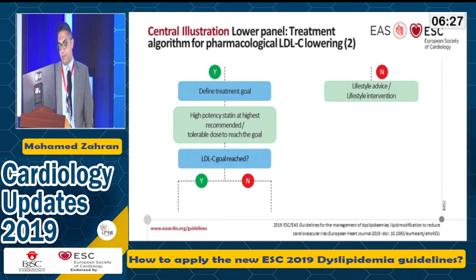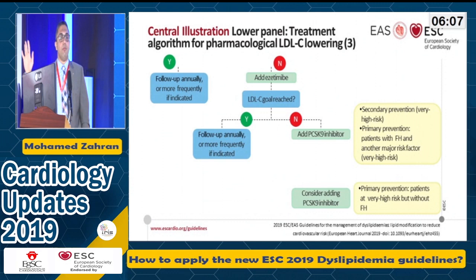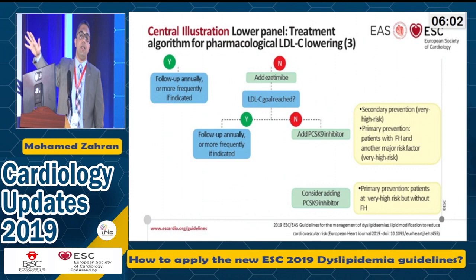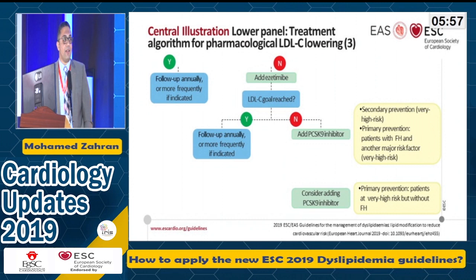Define the treatment goal, what is the number that you are tackling, and use a high potency statin at the highest recommended dose tolerable by the patient. Did you achieve your goal? Yes or no? I achieved my goal, it's fine. I need to follow up this patient annually or biannually, clinical and laboratory follow-up. If not, then I add ezetimibe to the highest dose statin. Did I achieve my target? Yes, I will follow up. No, then I add a PCSK9 inhibitor.